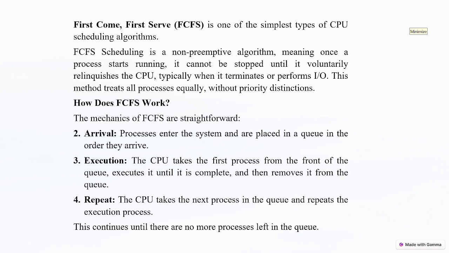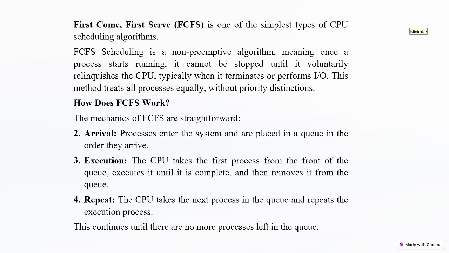FCFS scheduling is a non-preemptive algorithm, which means once a process starts execution, it cannot be stopped until it terminates or performs IO voluntarily. This method treats all the processes equally without any priority.